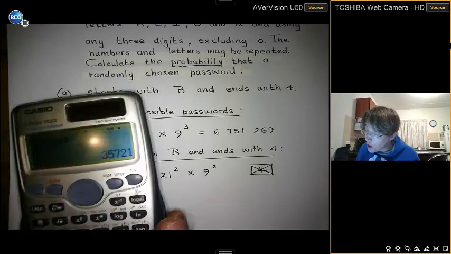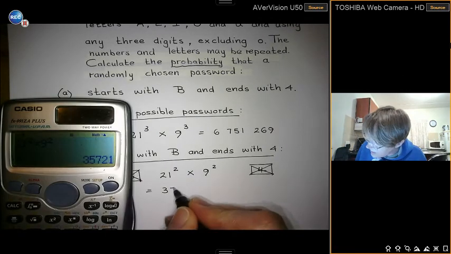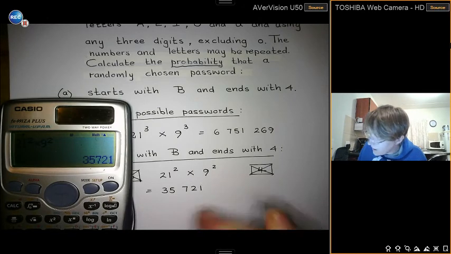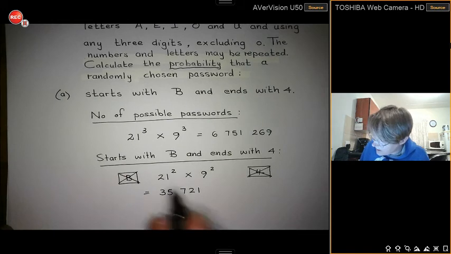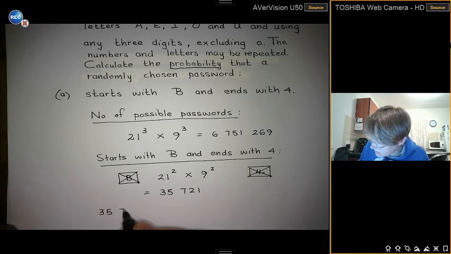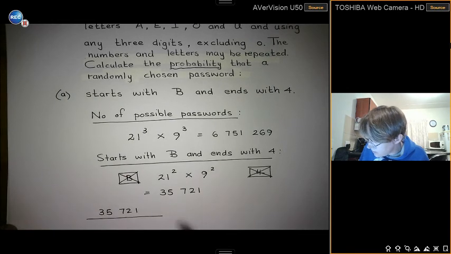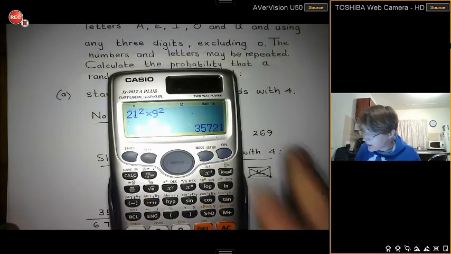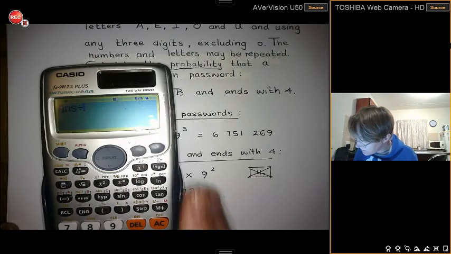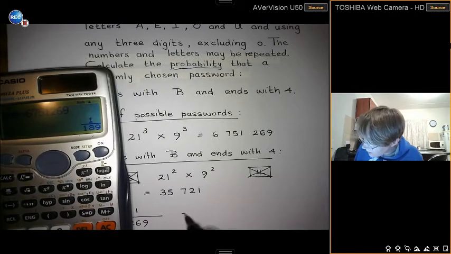And that is again going to be 35,721. And now I need to calculate the probability, which is going to be that divided by that. So I can just type this into my calculator, that divided by 6,751,269. And that's going to give me 1 over 189.